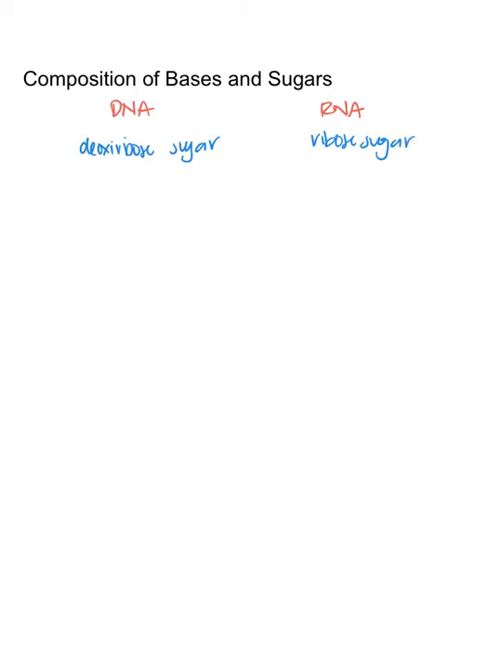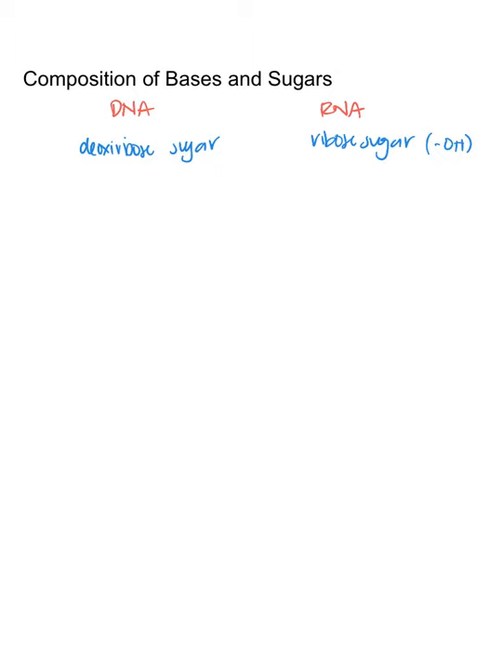And there are more structural differences here in the composition of bases and sugars. So for DNA and RNA, DNA is going to be composed of a deoxyribose sugar, while RNA only has a ribose sugar. All right, the difference here is there's one extra hydroxyl group on the RNA that is not present in the DNA. That makes all of the difference.